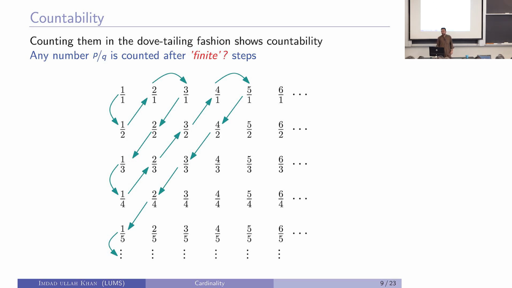Is there a repetition? One is repeated, one is repeated. Many things are repeated. All the diagonals are actually equal to 1, right? But there are other things that are repeated. 4 over 3, then there will be 8 over 6, then 12 over 9. All of them are just repeated. Every number is repeated many times.